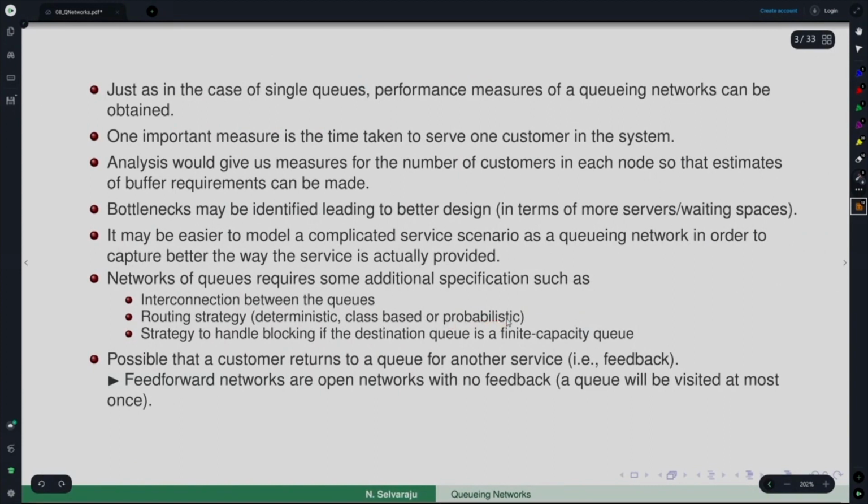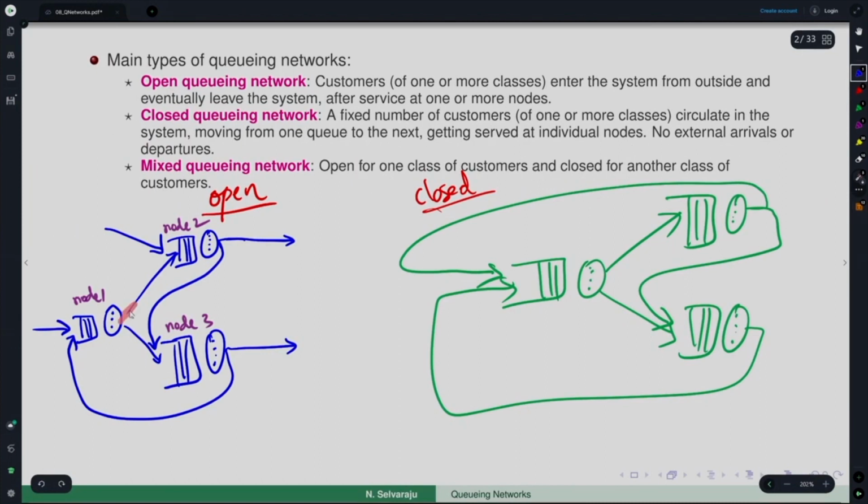Or it could be completely probabilistic, with what we call routing probabilities, right. So from here, for example, I can specify a probability p here and 1 minus p here. After completing the service here, in a completely probabilistic manner, the customer may move to node 2 with probability p and may move to node 3 with probability 1 minus p. These probabilities, p and 1 minus p, are what are called routing probabilities.